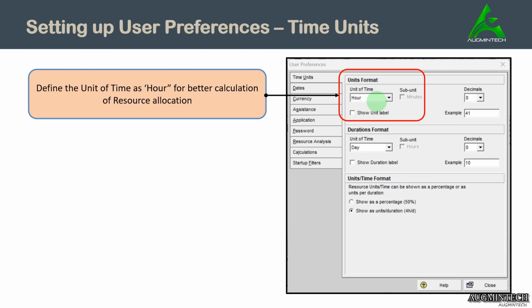But if it is something beyond that, like if you are selecting some day or month, then you have to again define how many hours in a day, how many days in a month. Which is a bit complicated when calculating it, or when we are inputting some data into the tool. So it is recommended that we keep it as hour for the unit of time, and the same thing for the duration.